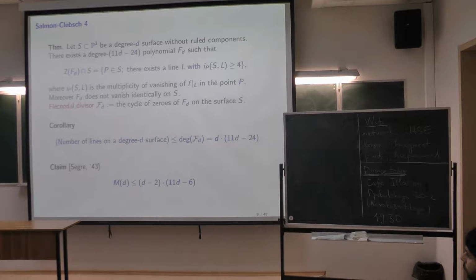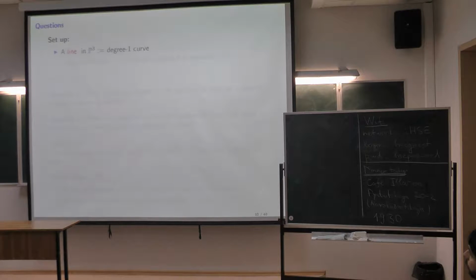Anyhow, what is the log d? Excuse me, what is the log d? This is the maximal number of lines on smooth surfaces, small ones. Those are small now. For me a line in P3 is a degree 1 curve. If I say a degree d surface, the surface is now smooth.